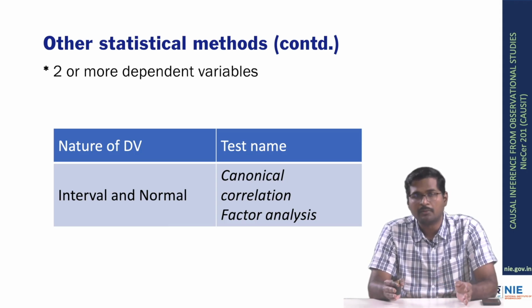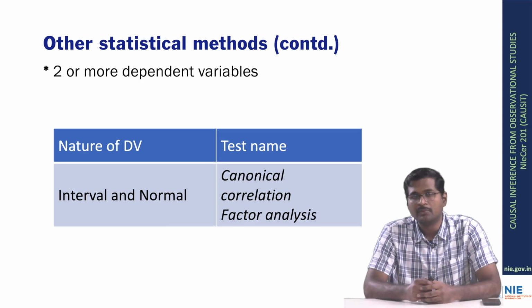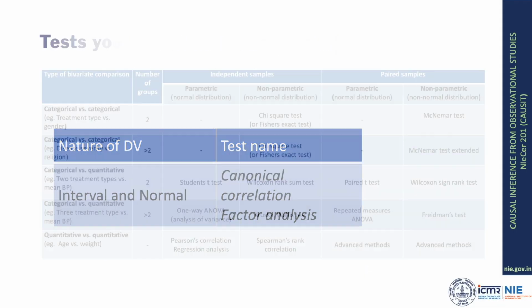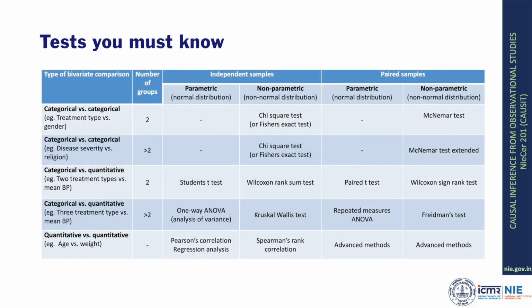You have a bunch of variables and you want to make sense of them. Then if they are interval or normally distributed, you use canonical correlation or factor analysis. You must be really wondering about the number and the names of the statistical tests which we have used so far, and thinking whether these are really applicable in practice.